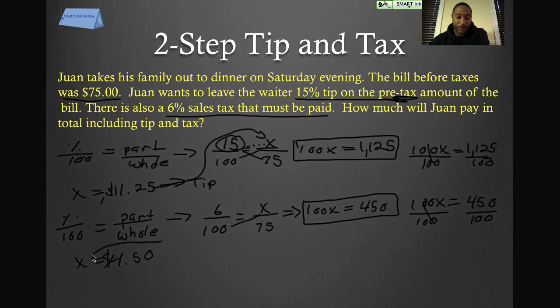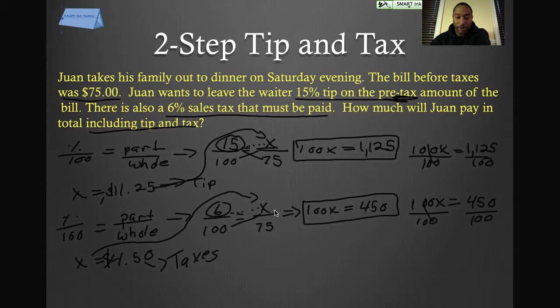Let's plug this back into my x. And now I know x is equal to 450, but what was that? Okay, that 450 lined up with 6. In case you forgot what this 6 was, go back to the problem. Oh, okay, that was my 6% sales tax. So now I know in taxes, I have to pay $4.50. These are my taxes. And now what's the question? It says, how much will Juan pay total, including the tax and the tip?